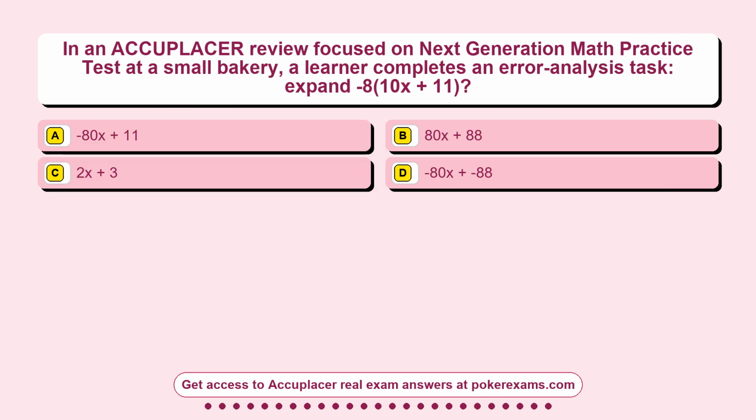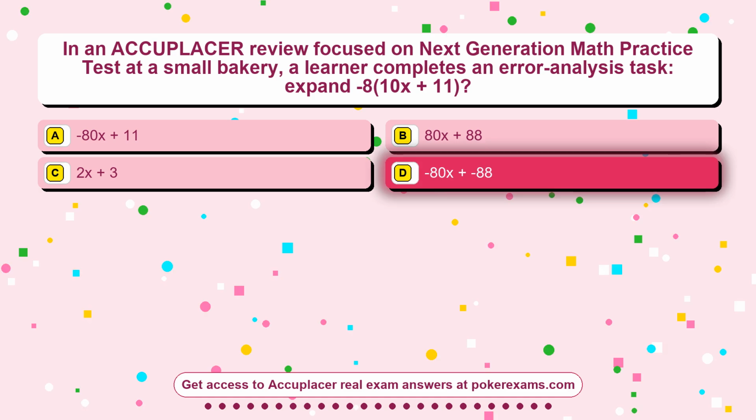Question 2. In an Accuplacer review focused on next generation math practice test at a small bakery, a learner completes an error-analysis task. Expand -8(10x + 11). Option A, -80x + 11. Option B, 80x + 88. Option C, 2x + 3. Option D, -80x + -88.